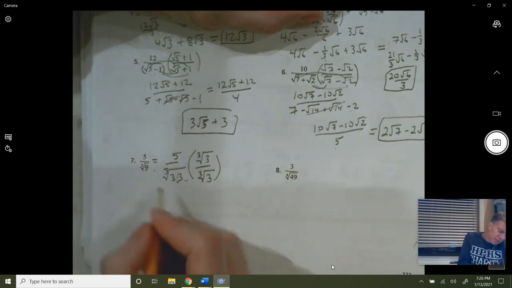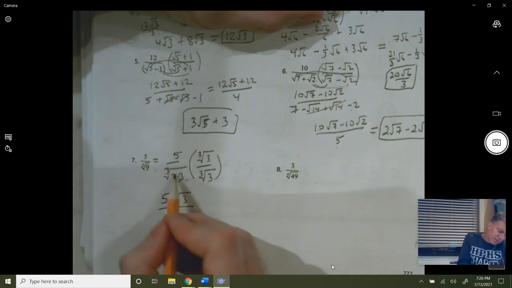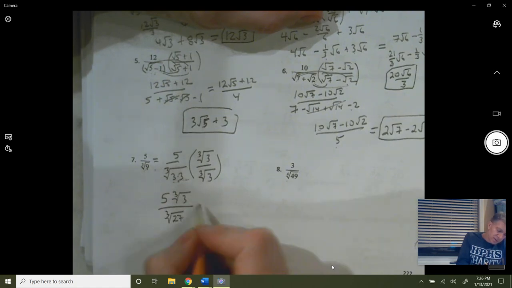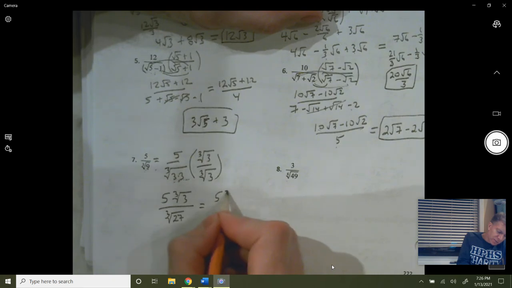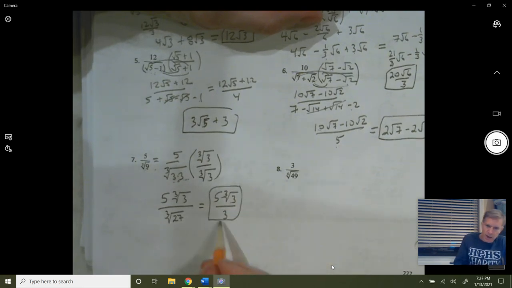Okay, so on the top, we've got 5 times the cube root of 3. On the bottom, I've got the cube root of 3 times 3 times 3, or the cube root of 27. So on the top, 5 times the cube root of 3 over 3, and now that radical went away.